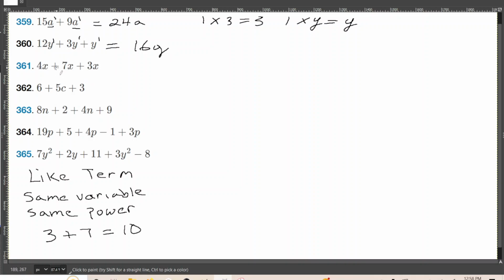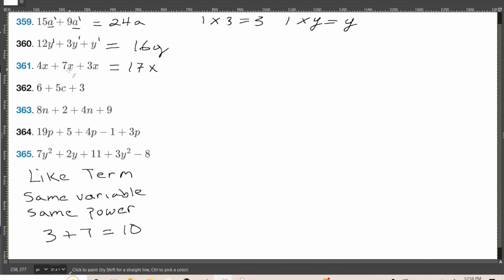All right. So next, now we have x's to the first power. They're all to the first power, so they're all like terms, so we could add all of them. So that's 7, 8, 9, 10, 11, 12, 13, 14. Yeah, because 4 and 3 is 7. So it'll be 17x.